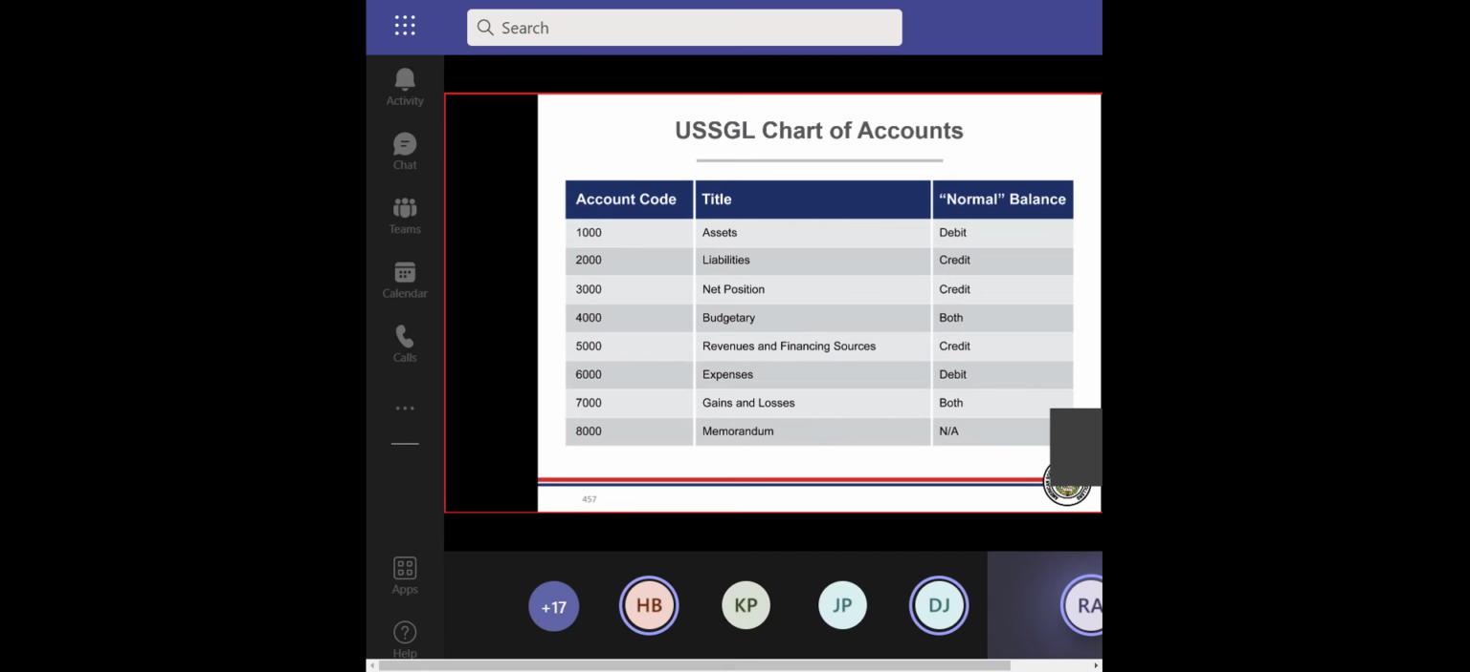Liabilities are recorded in the 2000 general ledger account code series, and they typically have a credit balance. So like the example that I gave you would be that loan from the bank. Debit, asset, cash, credit, bank loan liability. That's a liability. And if you have a debit account, you got to have at least one credit account, double entry accounting. They have to balance out.